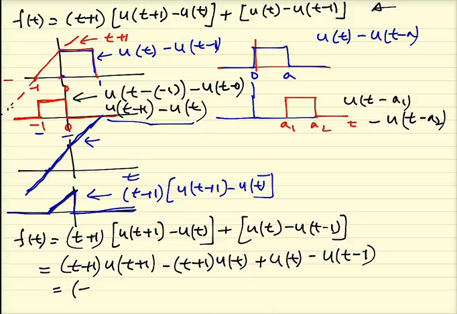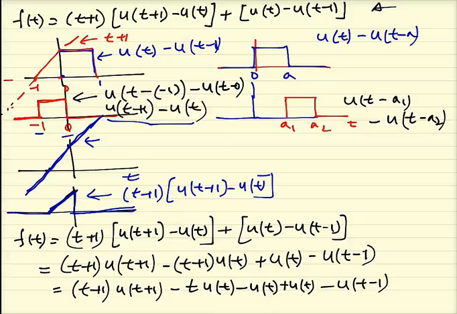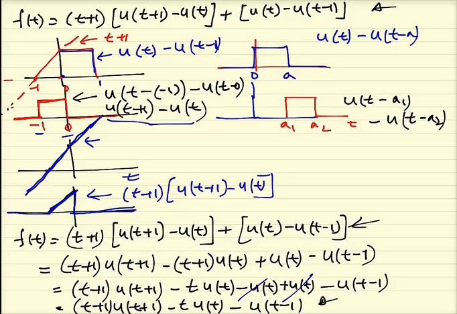Simplifying, the u(t) terms cancel out, so you can write (t + 1)u(t + 1) - t u(t) - u(t - 1). So this is the answer. But if you just write down the unsimplified form, that should be okay. You'll get full marks even if you don't do any simplification.